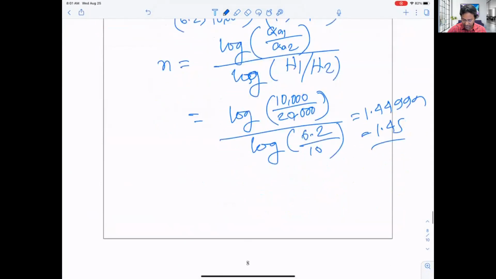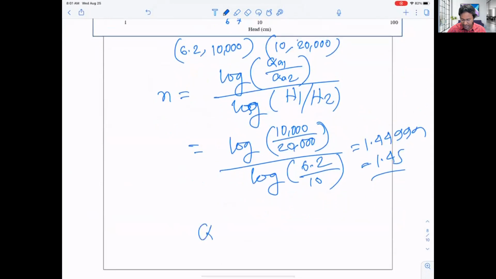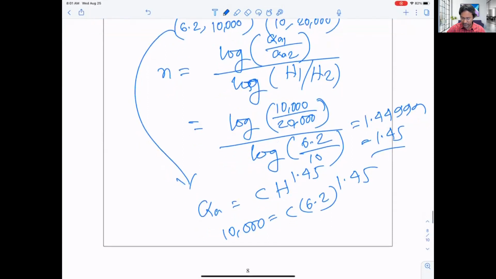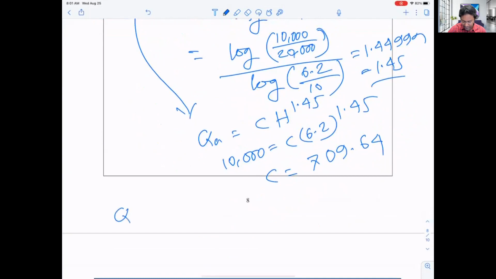So I have that value, and I have to calculate the value of C, right? We know h to the power 1.45. I can use 1 point. This first point, I usually use that one. So I have 10,000 here. Then C is unknown. I have 6.2 to the power 1.45. So what will be the value of C? We know that, right? 6.2 to the power 1.45, and we have to divide this. Okay, so we have 709.64.